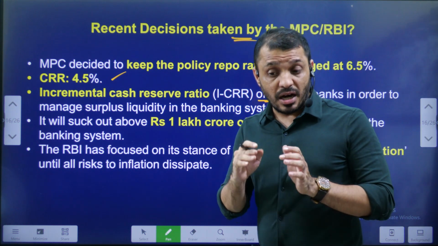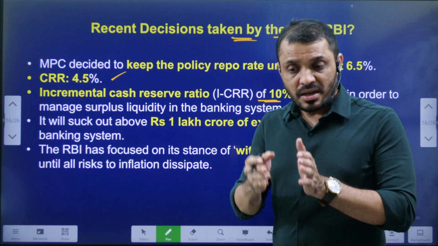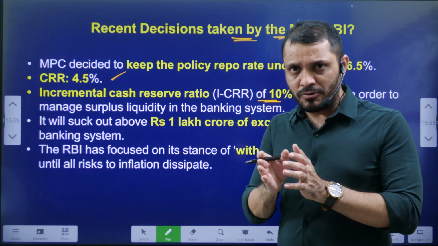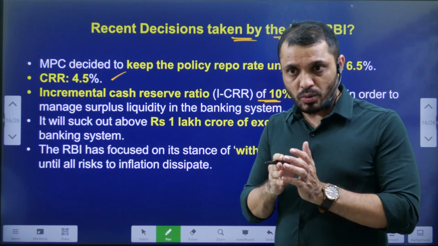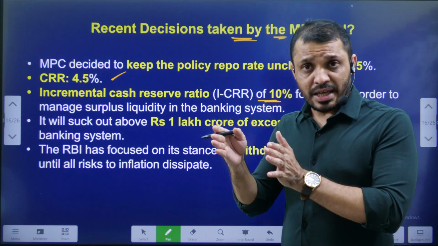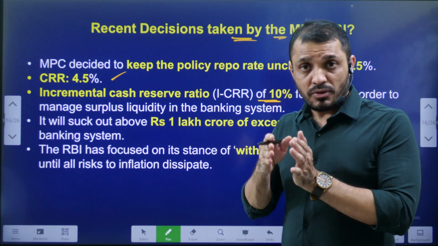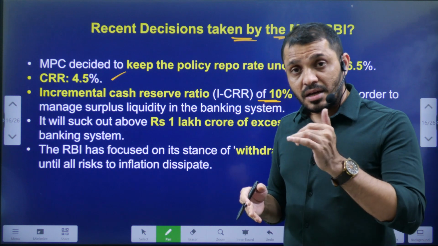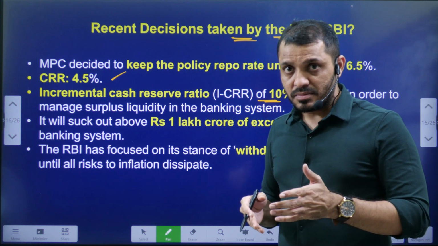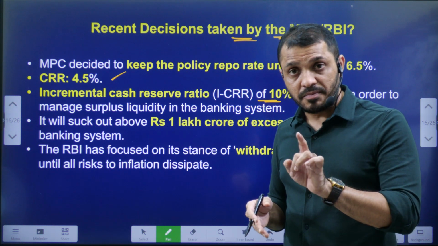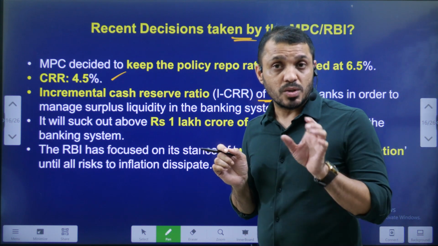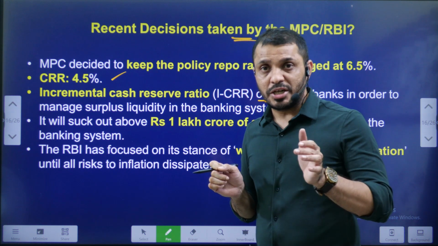Incremental CRR means RBI will tell the banks that, for example, from 1st August to 15th August, whatever money you have, for example 1,000 crores, out of that 40%, around 400 crores, keep with RBI. That is the incremental CRR. Incremental CRR is temporary, whereas actual CRR is a permanent one. Incremental CRR is only because of this demonetization.